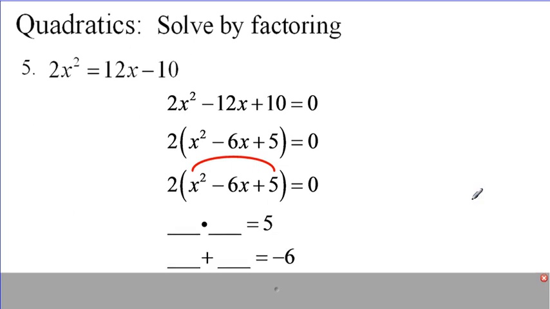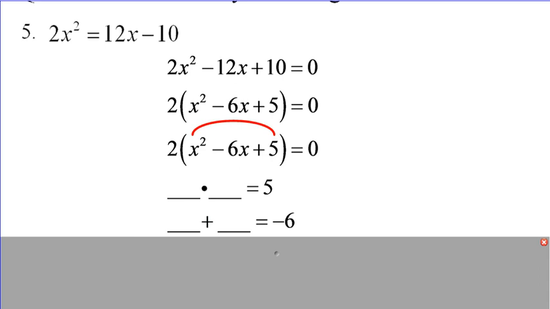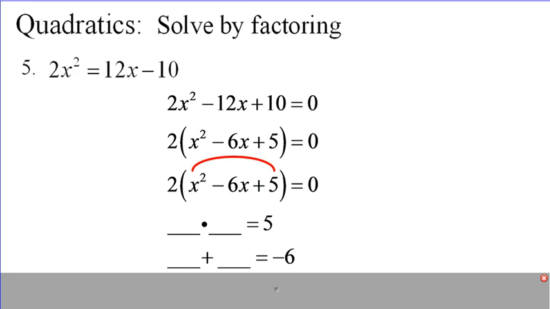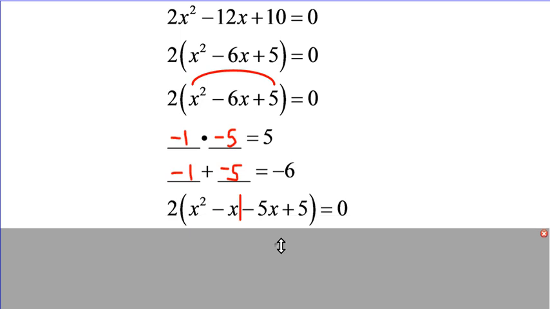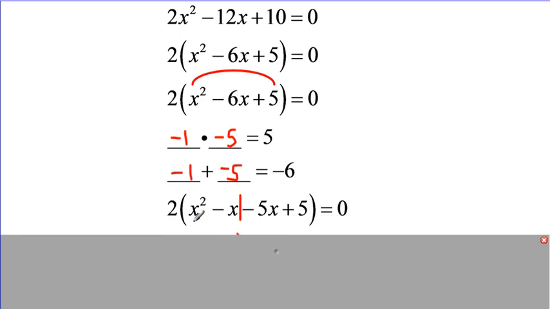So I remember that if I want to multiply to get a 5, but add to get a negative 6, I would have to remember that negative 1 times negative 5 is 5, and negative 1 plus negative 5 is negative 6. So I'm going to rearrange my values. So I have x squared minus x minus 5x plus 5. Remember, we're still keeping that common factor of 2 in front of our equation. We have to keep it there to keep the equation equivalent to where we started from.